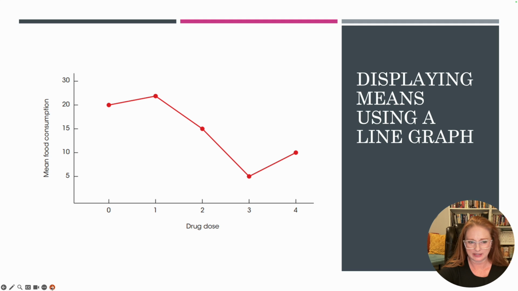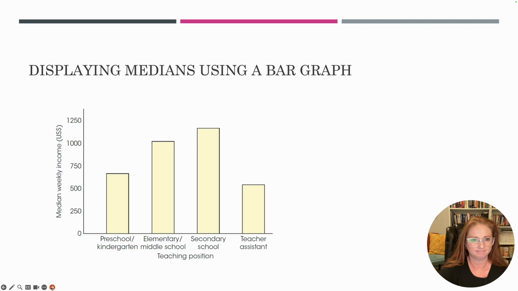You can also display means using a line graph. Think back to last lecture with polygons. It's just a different way of looking at it. And bar graphs. This is usually reserved for, you guessed it, nominal and ordinal data. And you know that because it's got the gaps in between the bars.